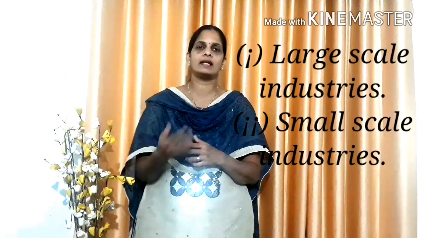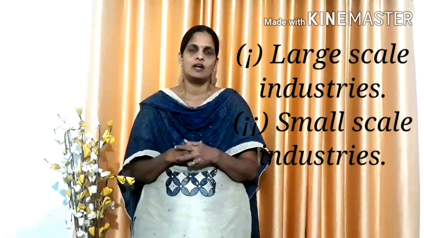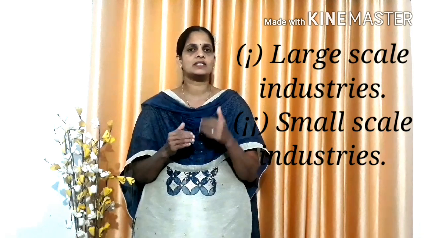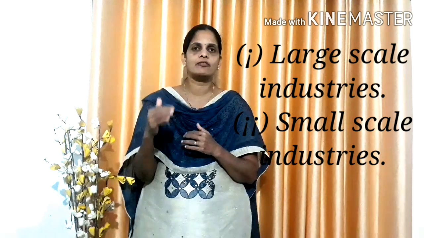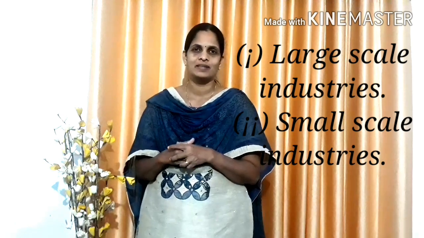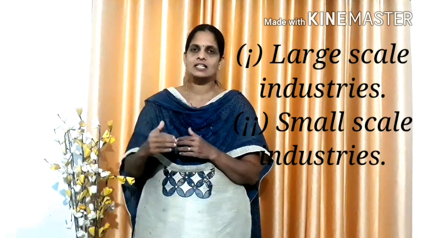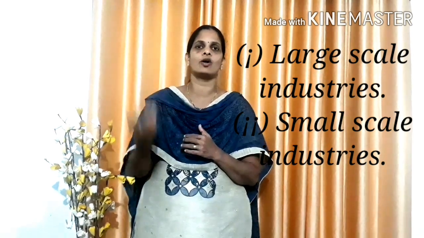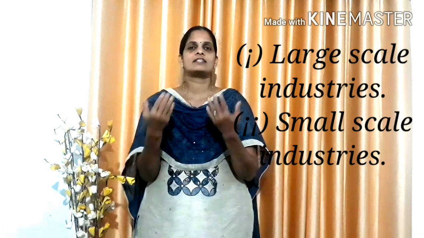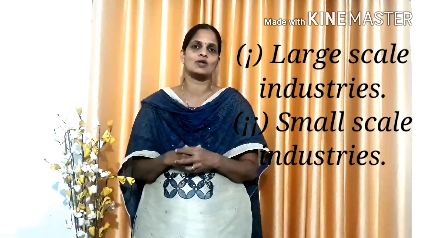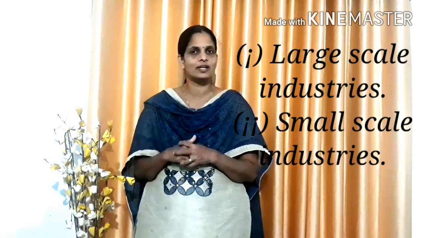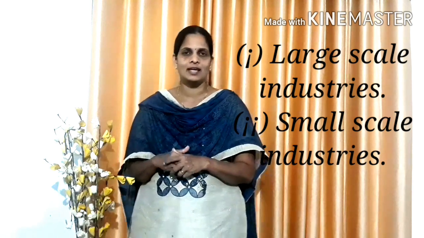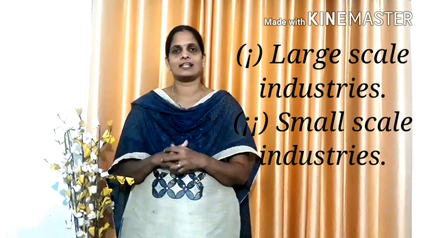For example, pickle industries or electrical industries, for which we use less money. And the limit of money which separates small scale from large scale is 1 crore. That means industries which use more than 1 crore, a large amount of money, are called large scale industries. Industries which use less than 1 crore are called small scale industries. Is it okay? Industries based on capital are classified into two: large scale industry and small scale industry.